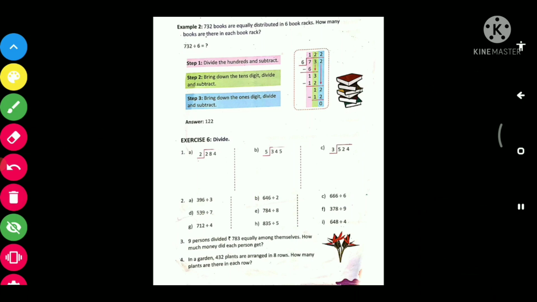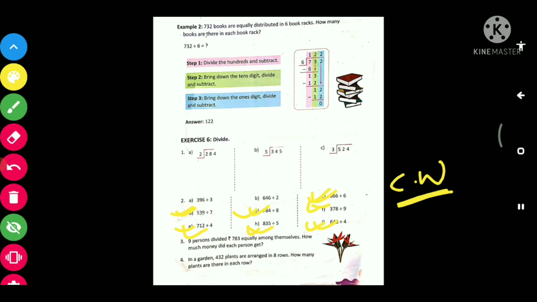So my dear students, you have to practice this one. You have to divide these numbers, the rest of it, that is from C to I. Okay. These questions you have to do in your classwork copy. So my dear students, if you have any doubt regarding how to divide a 3-digit number with or without regrouping, you can ask me. Okay. So that's all for today. Just do this one nicely in your copy, okay?